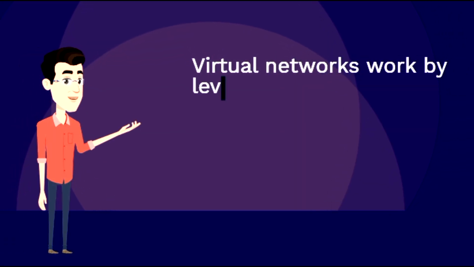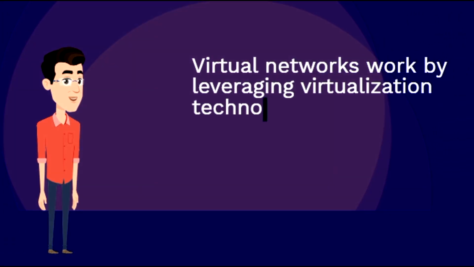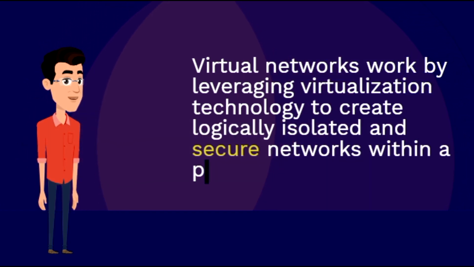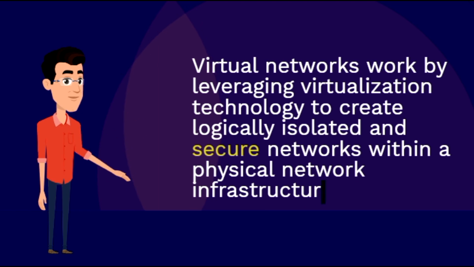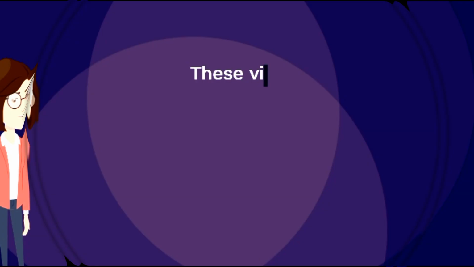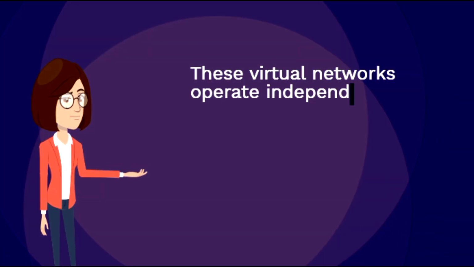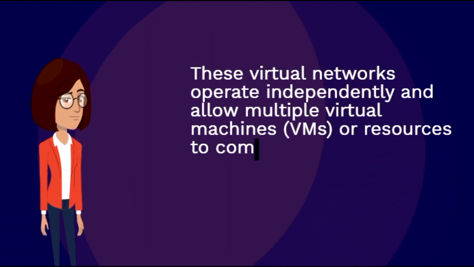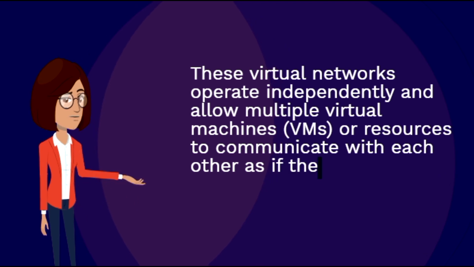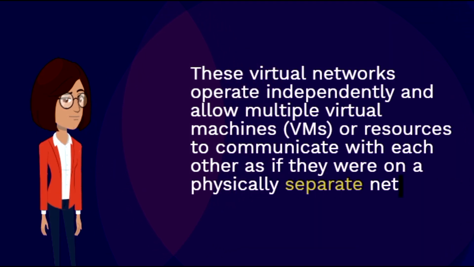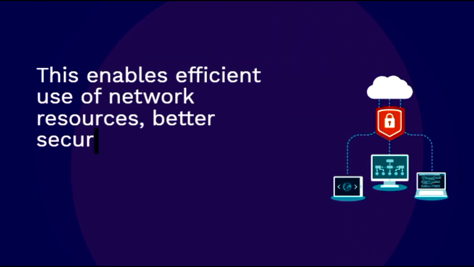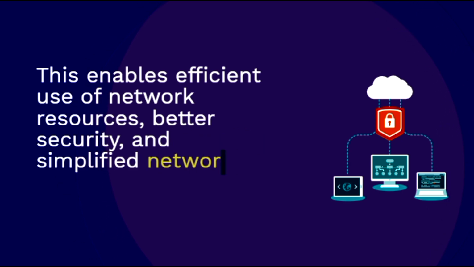Virtual networks work by leveraging virtualization technology to create logically isolated and secure networks within a physical network infrastructure. These virtual networks operate independently and allow multiple virtual machines, VMs, or resources to communicate with each other as if they were on a physically separate network. This enables efficient use of network resources, better security, and simplified network management.